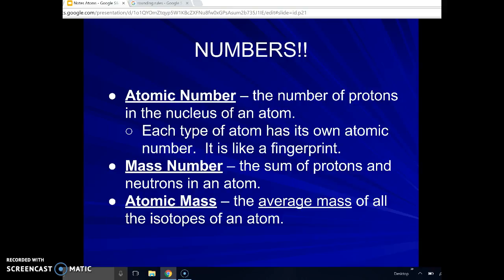There's also a mass number, which is the sum of protons and neutrons in the atom, and then there's going to be a more specific number, the atomic mass. That's the average mass of all of the isotopes of an atom. An isotope is just a fancy way of saying a version. An isotope could be a different version of the same element. So it could be a gold element that has more or fewer neutrons. The number is going to be a decimal because it's going to show you what the average is for all of the known isotopes out there.